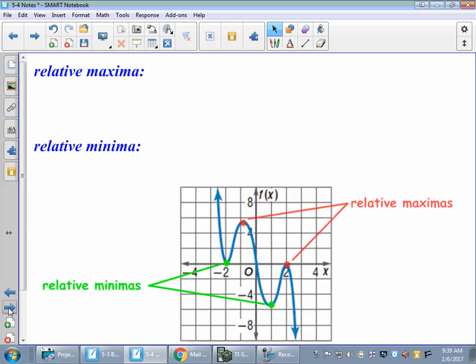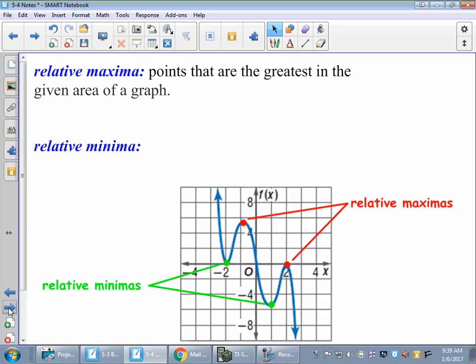So a relative maxima sounds like maximum, and it really is sort of the same thing as a maximum value. The reason they call it a relative maximum or maxima is just because it's truly not the biggest point on the graph. It's just relative to the points around it, it's the highest point. So it's the maximum point in relation to the points around it in that given area. And a relative minima is the lowest point in a given area in regards to the points around it.